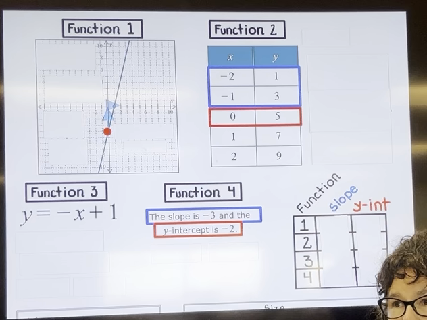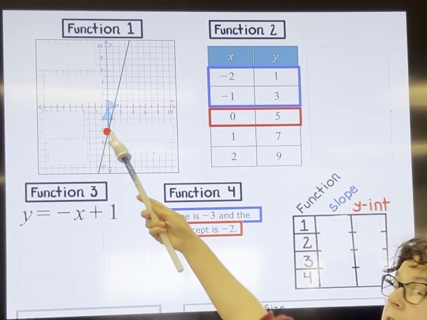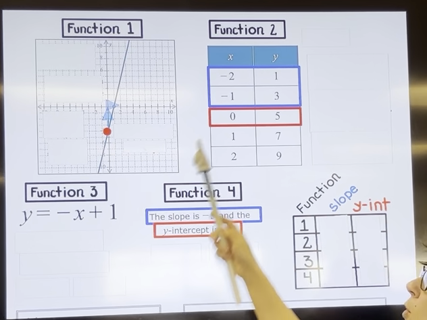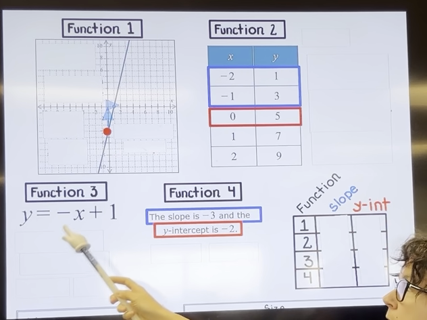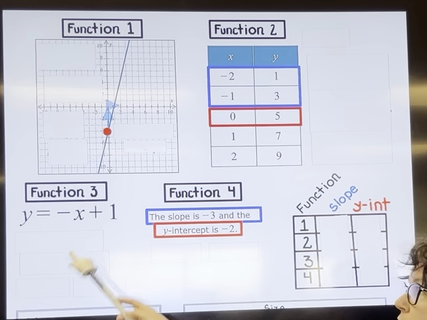We've been given the information in 4 different ways, and each of these represents a line. So we have 4 separate lines. This line has been given to us in graph form. This line has been given to us in table form. This one as an equation, and this one, it just hands us the slope and the y-intercept.